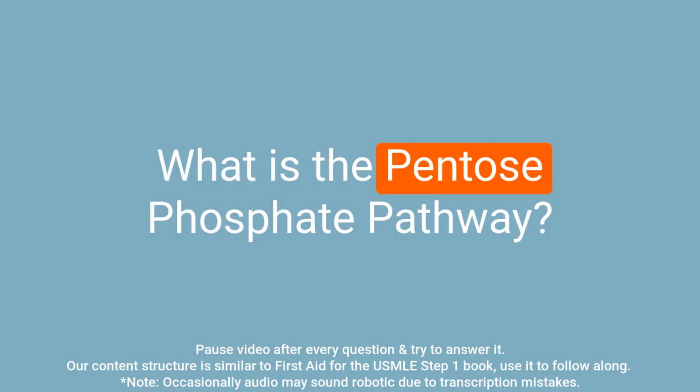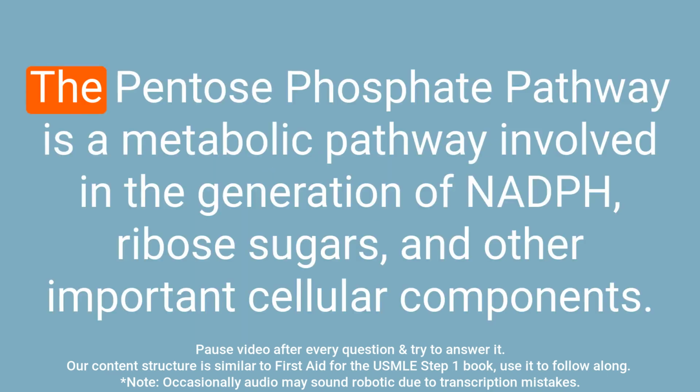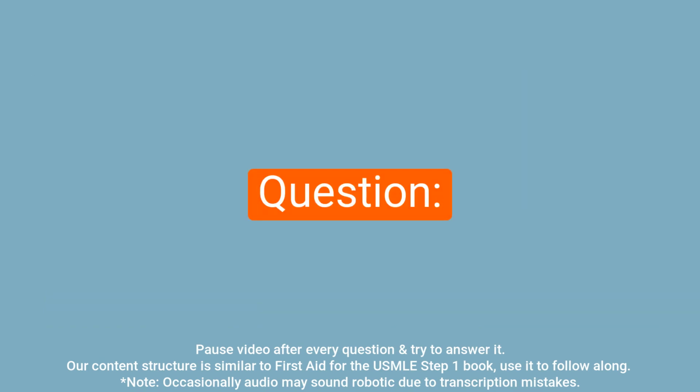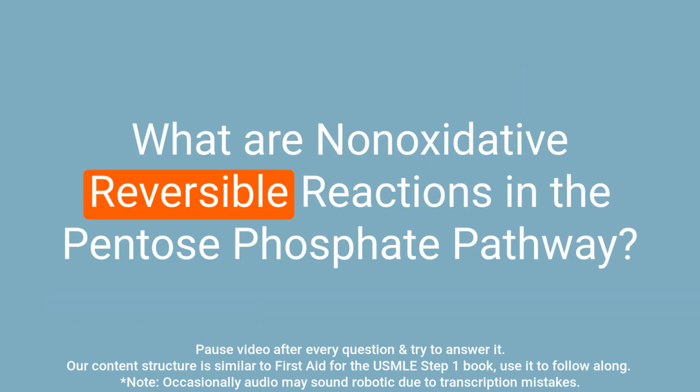Question: What is the pentose phosphate pathway? Answer: The pentose phosphate pathway is a metabolic pathway involved in the generation of NADPH, ribose sugars, and other important cellular components. Question: What are non-oxidative reversible reactions in the pentose phosphate pathway?